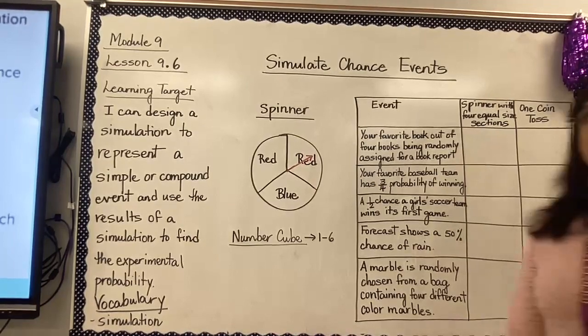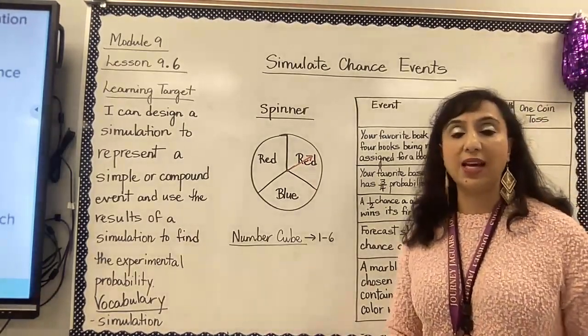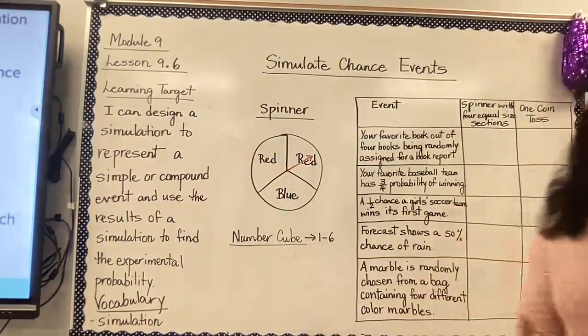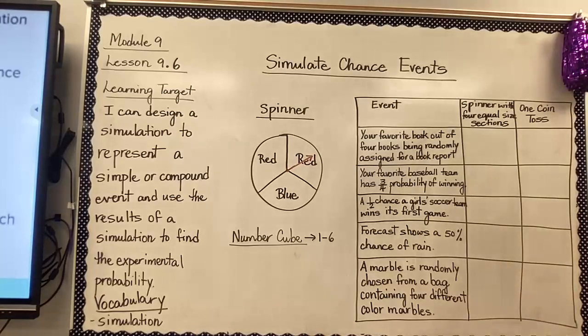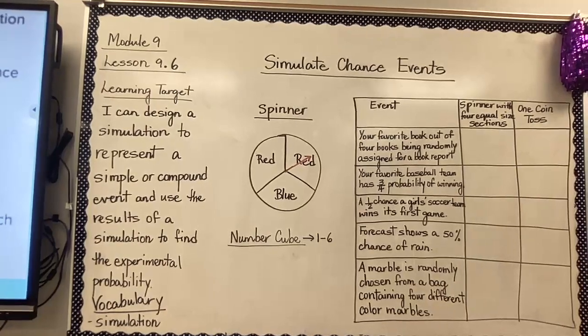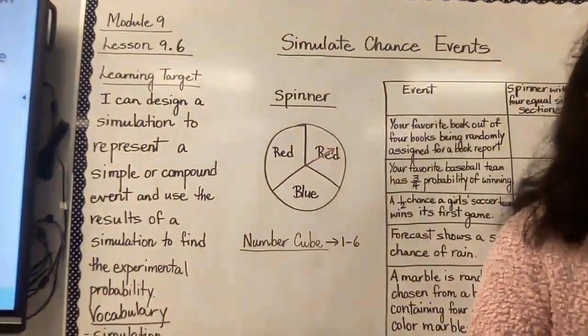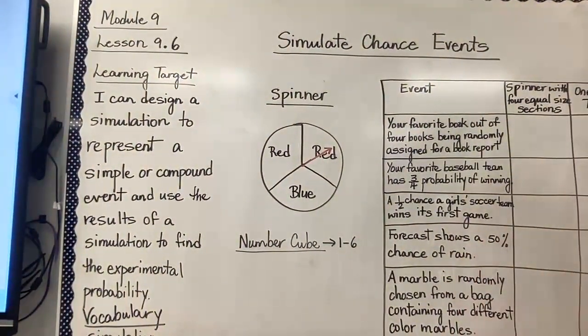Okay. Suppose a cereal company says that there is a prize in one out of three boxes that you are buying. So suppose it's placing a prize in one out of every three of its cereal boxes. You can design a simulation that models whether or not a box of cereal you buy will contain a prize. Okay. So we're going to look at this, and I am going to model using a spinner, and I'm going to model using a number cube.